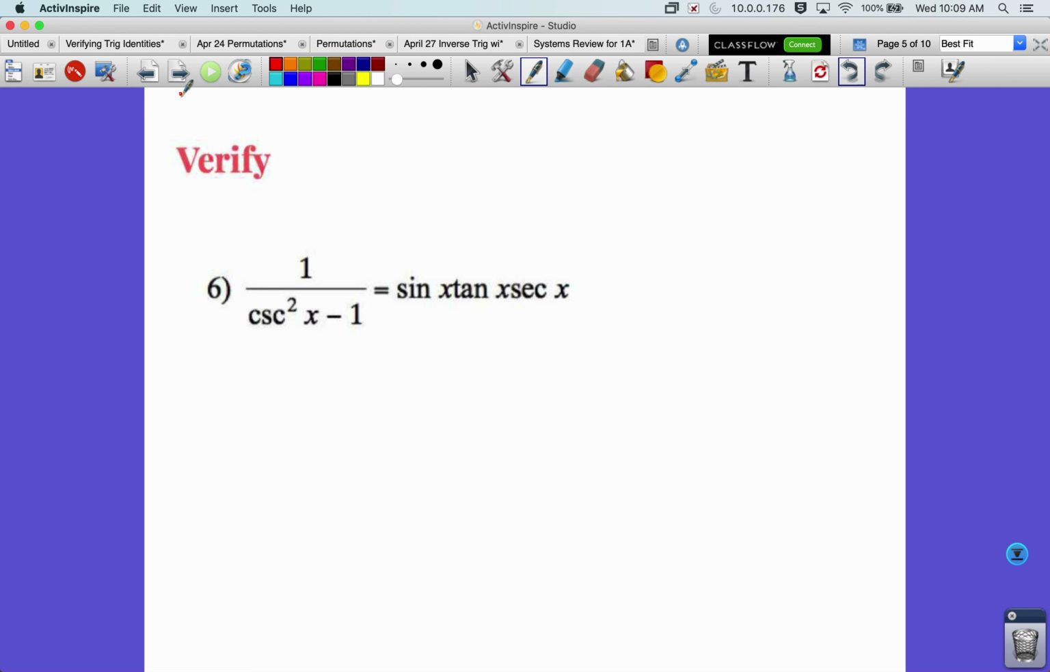Okay, last one, just to verify. Watch out for these verify problems. Now that we've started solving, these ones feel like you have to solve them, but if you see that word verify, it's an easier problem. We just have to get the two sides to match.